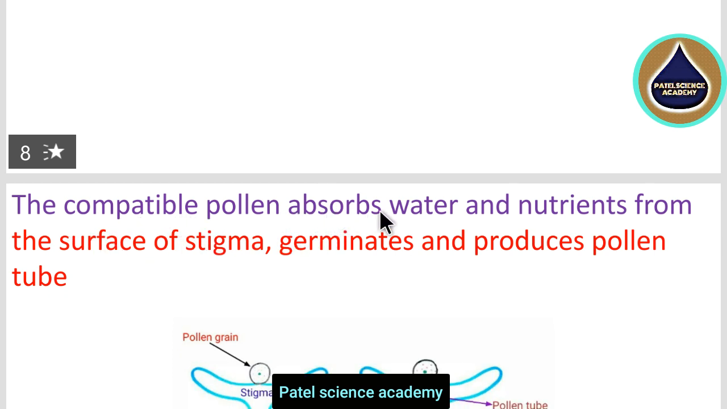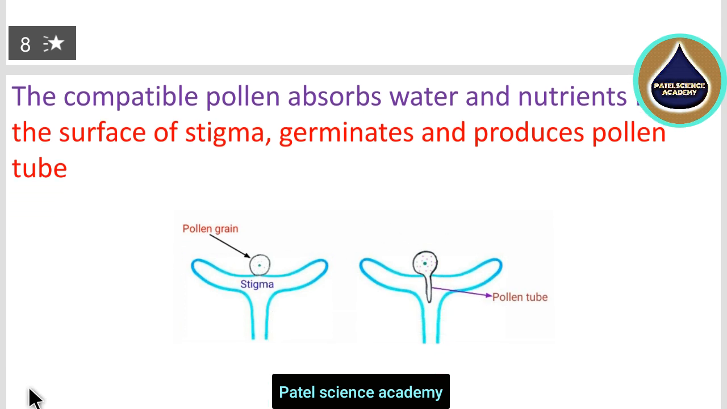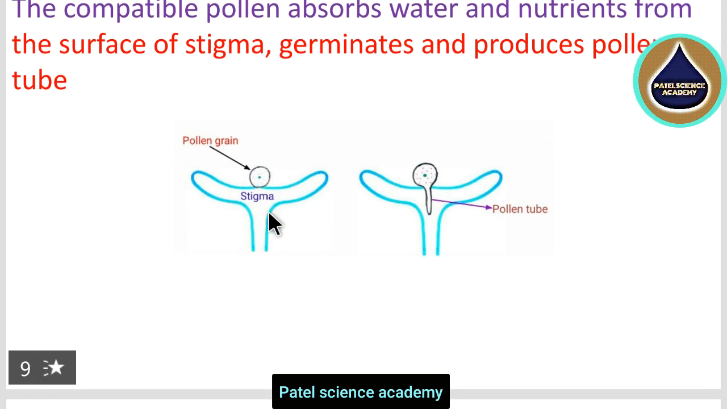The compatible pollen absorbs water and nutrients from the surface of the stigma, germinates, and produces the pollen tube. It means if the same species pollen grain has been transferred, it starts absorbing water and nutrients from the surface of the stigma and starts germinating, developing, and produces the next step, that is the pollen tube, likewise.